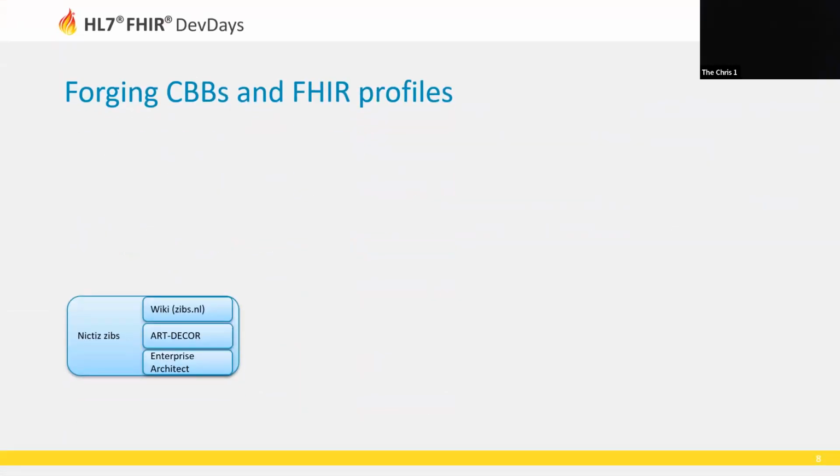So those zips, or clinical building blocks, were Dutch, not Belgian, and we couldn't really use them. So what we did was we actually proudly copied everything from Nictiz. In Nictiz, they maintain the zips in an Enterprise Architect file, but they're also stored in the ART-DECOR tooling, which has a nice export to FHIR structure definitions as logical models. So we took that, exported everything to FHIR logical models, and then converted it to the Sciensano namespace.